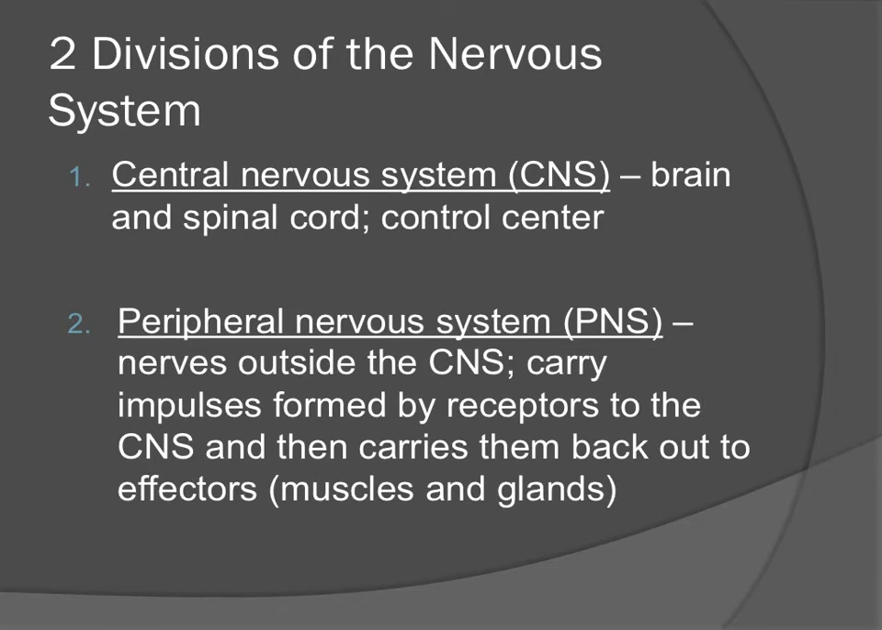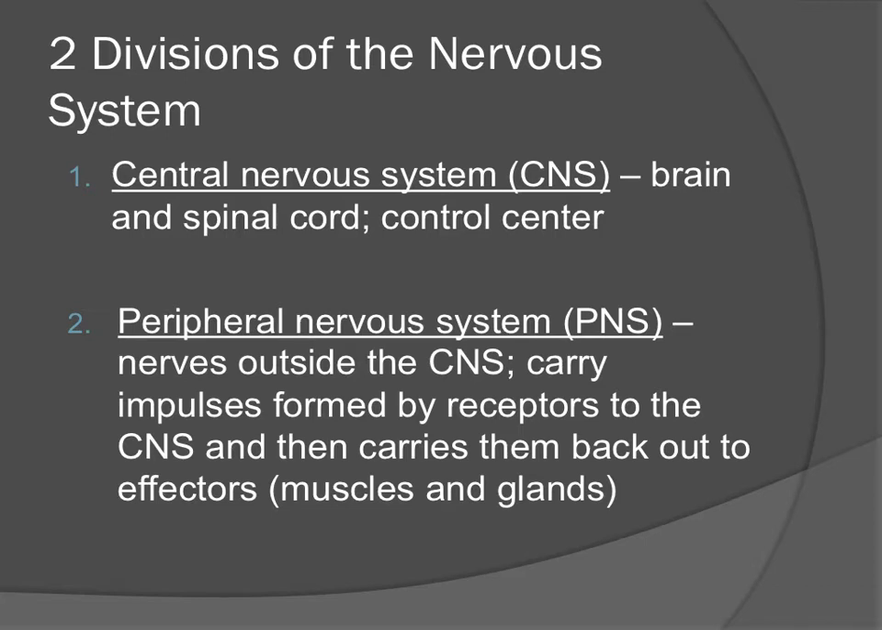Two divisions of the nervous system are the central nervous system, which is comprised of your brain and spinal cord, and this is your control center. And it receives information from and sends information to the peripheral nervous system. So the brain processes and interprets information sent from the spinal cord. And then the peripheral nervous system, this is the nerves outside the central nervous system, carries impulses formed by receptors to the central nervous system and then carries them back out to effectors, which is our muscles and our glands.